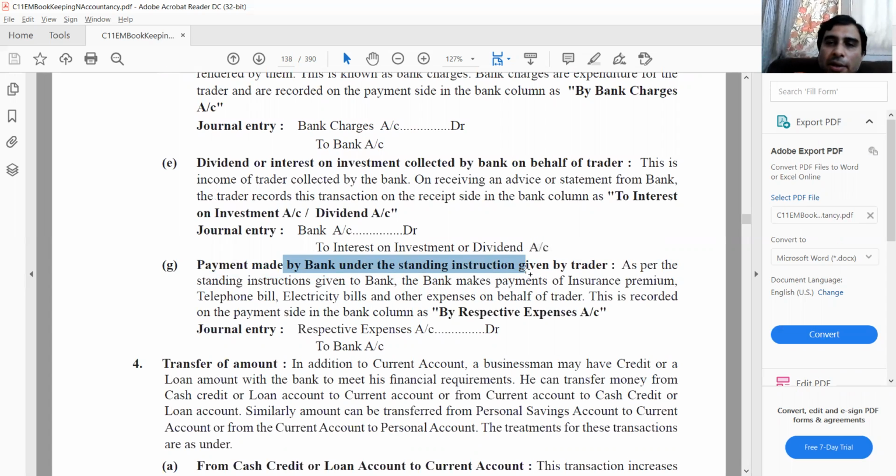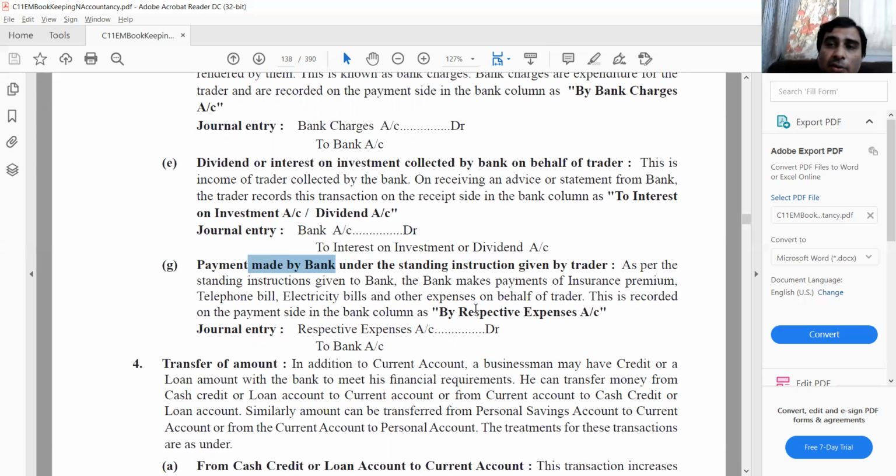It's also a standing instruction. You have said that on the 5th of every month, please pay 10,000 rupees to Amit. So the bank will on its own give Amit 10,000 rupees on the 5th of every calendar month. So again, you have to account for those transactions because you have not issued a voucher, right? These are standing instructions.